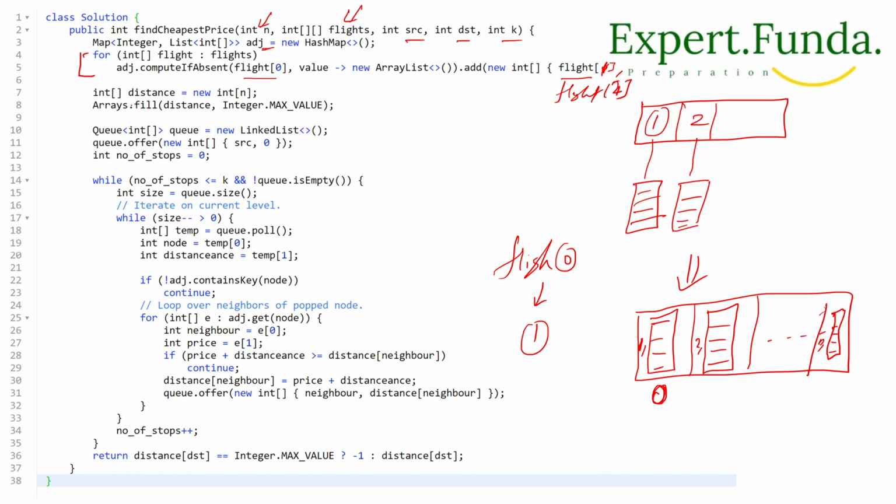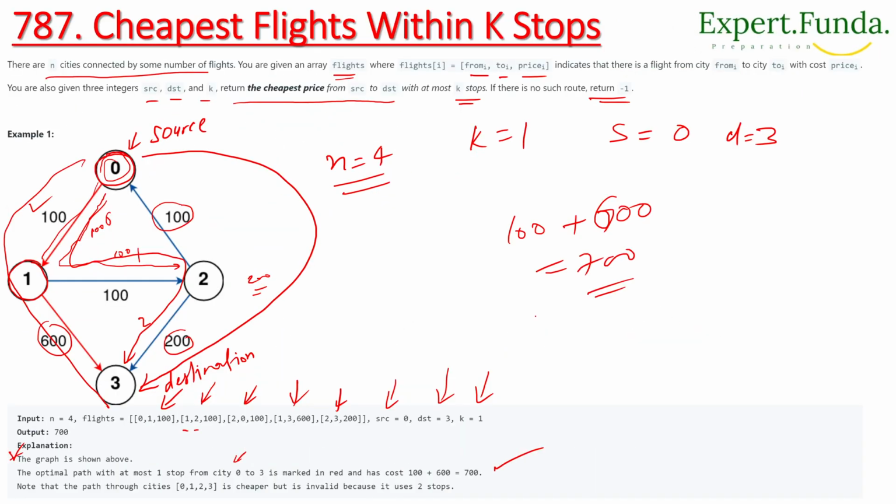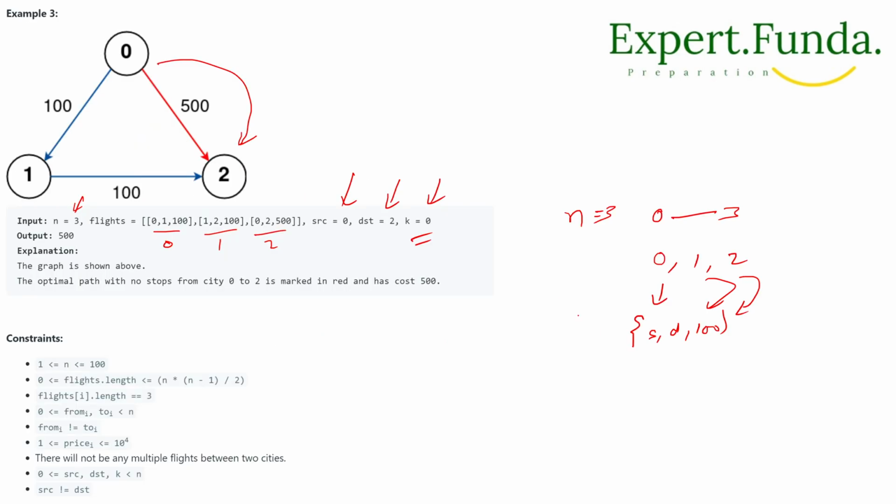Now what we will do here is create our distance, right? So this value will get updated, or all its values, right? The flights we have been given. Let's consider this example, the first one. The first one is the big one, so we'll take this. The flights we have been given are 0, 1, 100, right? Next we have been given 1, 2 and 100. Good. Next we have been given 0, 2 and 500, like this.